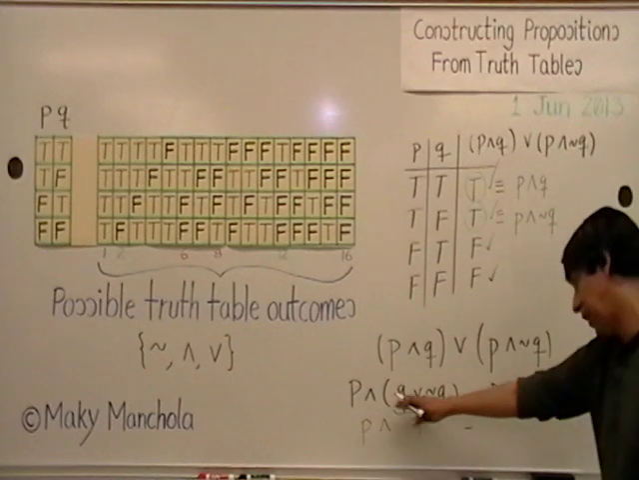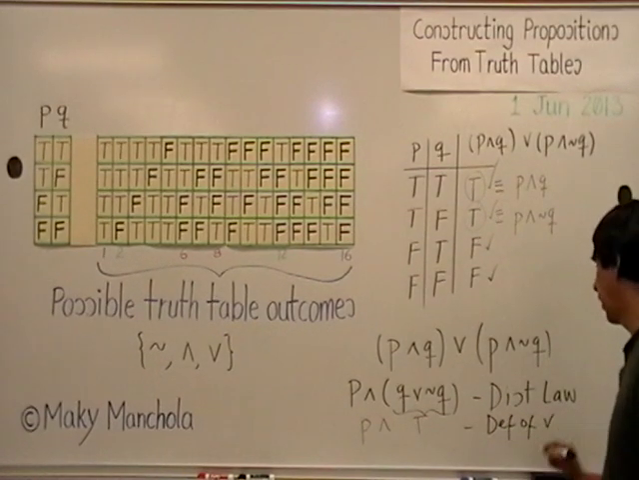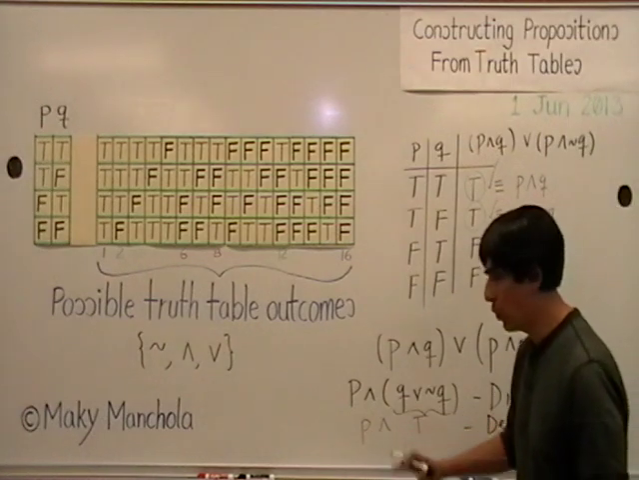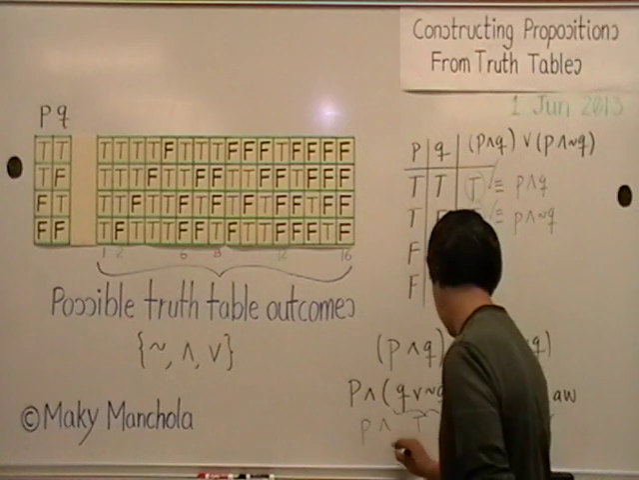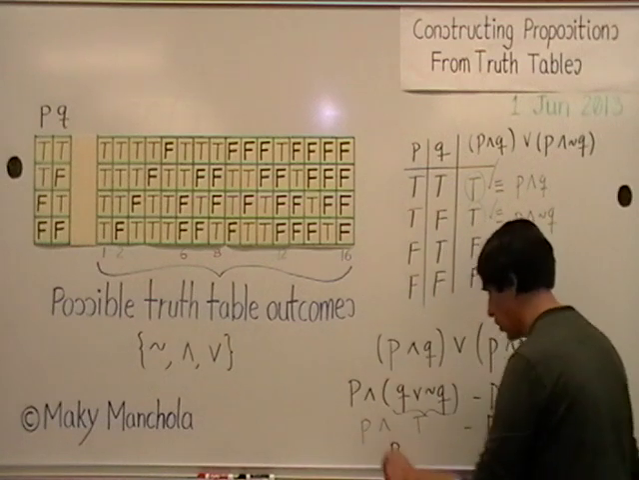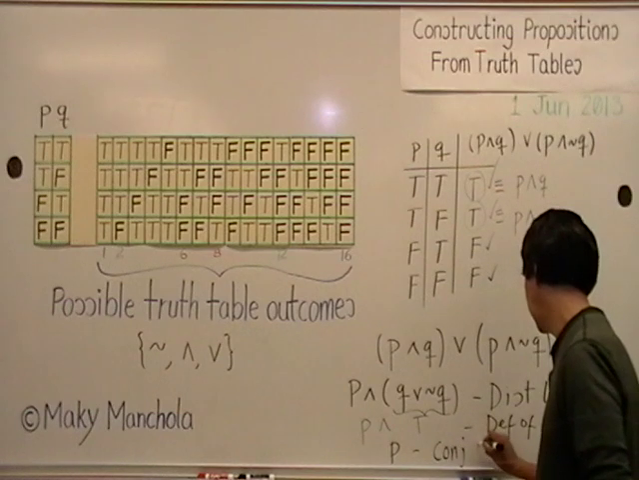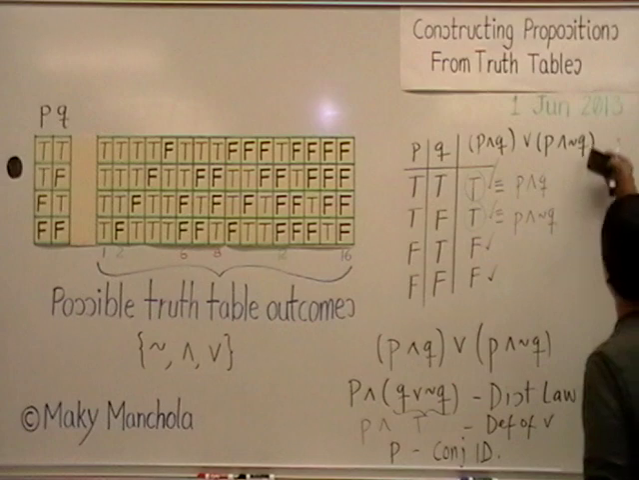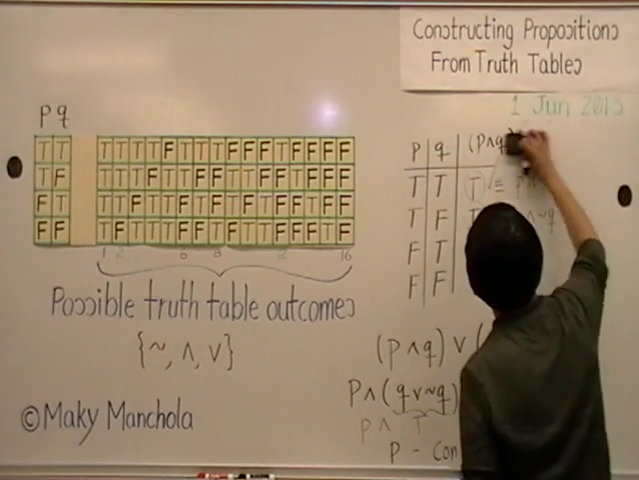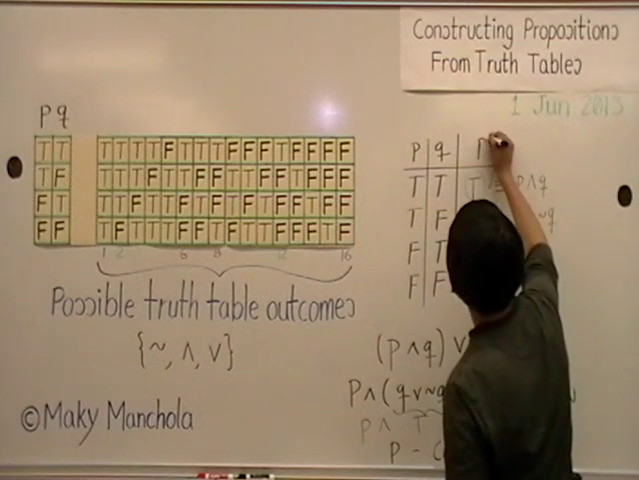That's by the definition of the disjunction, definition of OR. And finally, when you have P and true, your result is P, because true is the identity of the conjunction. So by the conjunction identity, our simplified proposition will be P.